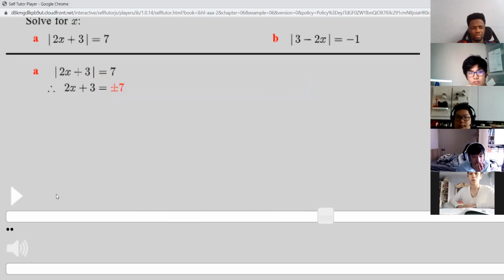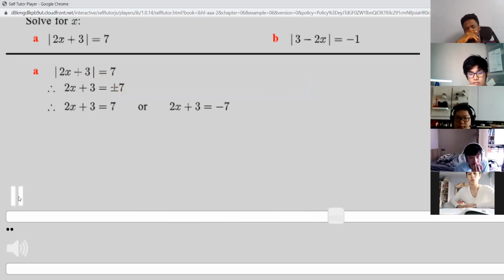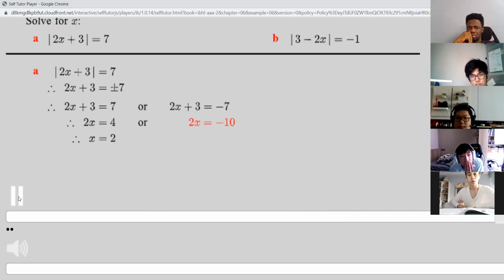Two separate equations, each giving a possible solution. For 2x plus 3 equals 7, we subtract 3 from both sides, then divide both sides by 2. For 2x plus 3 equals minus 7, we again subtract 3 from both sides, then divide both sides by 2. The possible solutions are x equals 2 and x equals minus 5.